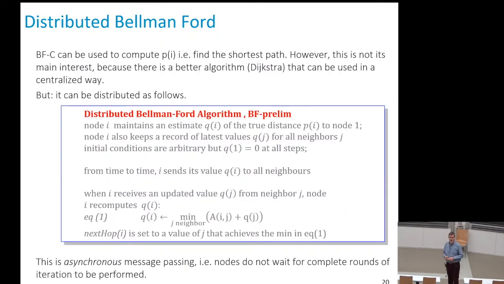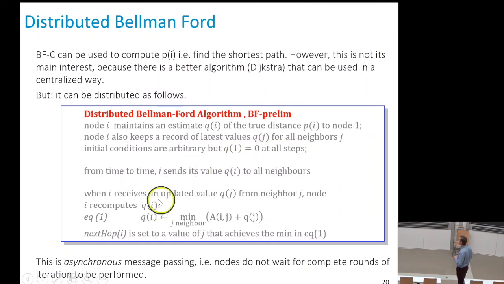This was synchronous Bellman-Ford. Now, in reality, we want to make it asynchronous. How can we do that? Here is a first version, which is not the one that is done in distance vector routing protocol. Therefore, I call it BF prelim, preliminary version. Well, the idea is very simple.